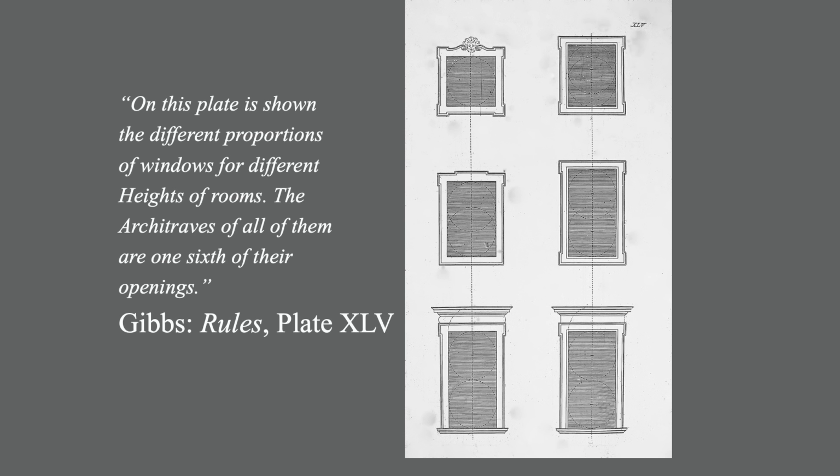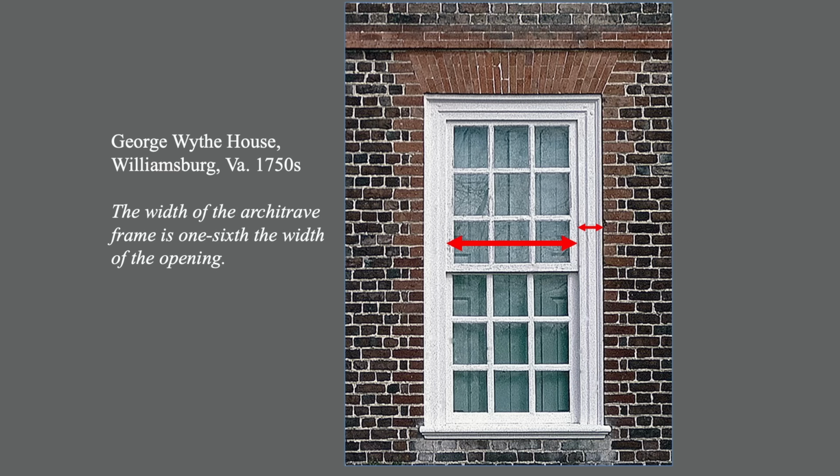As for the exterior window frames, some of the more sophisticated colonial houses followed the rule for determining the frame's width as stated by James Gibbs in his 1732 treatise, Rules for Drawing the Several Parts of Architecture. Gibbs writes that the width of the frame or architrave surround should be 1/6 the width of the opening, excluding the sash. We see this rule being followed in the Wythe House windows. The architrave frame is 1/6 the width of the opening.